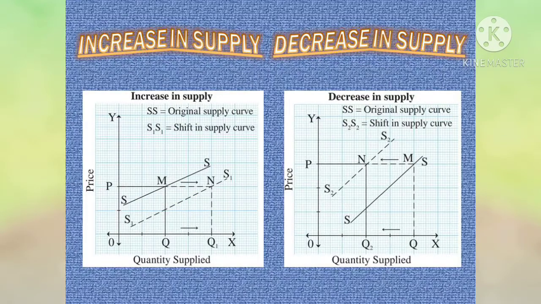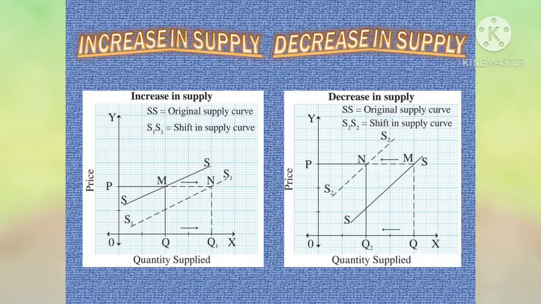Simultaneously, in case of decrease in supply figure, quantity supplied is shown on x-axis and price on the y-axis. Supply falls from OQ to OQ2 at the same price OP, resulting in an inward shift of the original supply curve to the left from SS to S2 S2. It is known as decrease in supply.